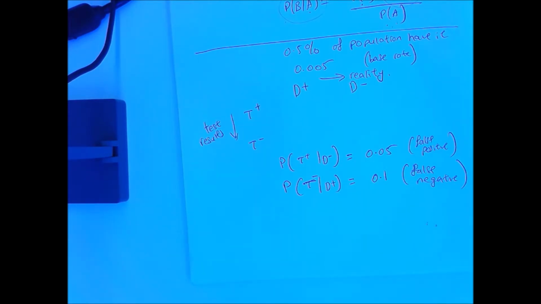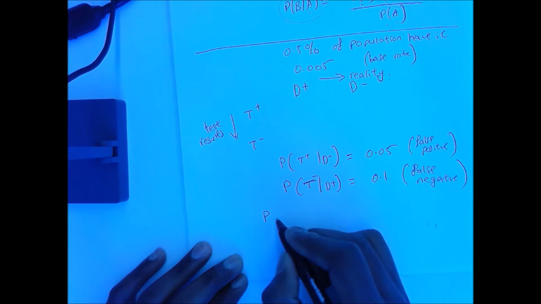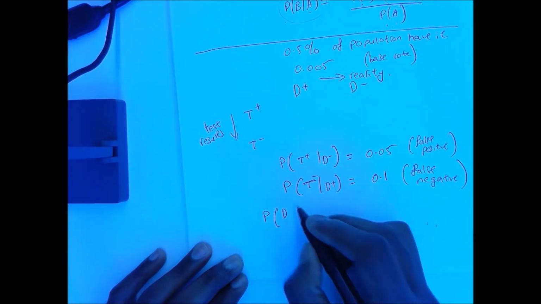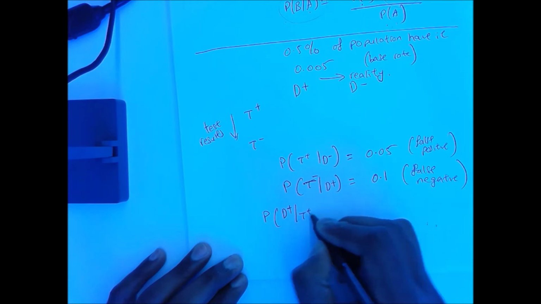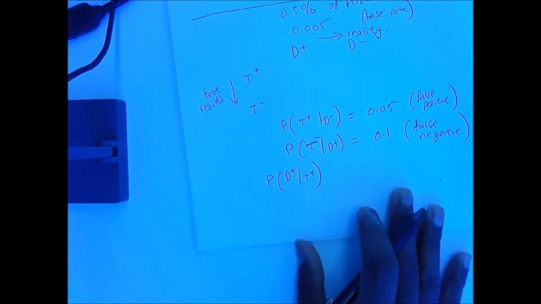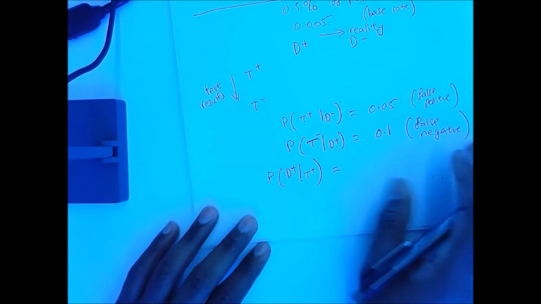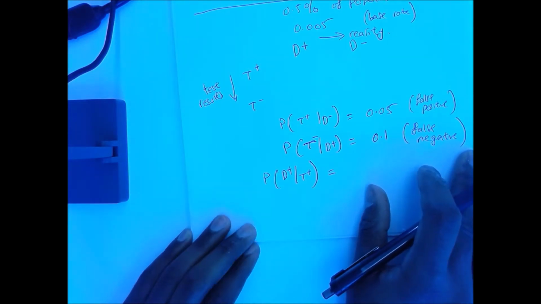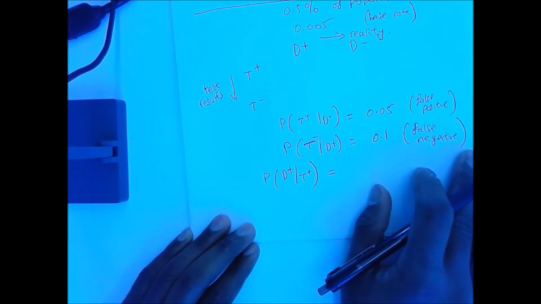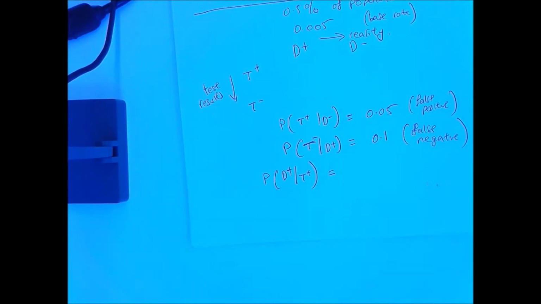So now let's calculate this. What is the probability that you actually have the disease, given that the test tells you that you have a disease? It means you go to the doctor, they do a scan, and they tell you that you have this disease. Given that they told you that, what is the probability that you actually have it? It would be the percentage of the population that actually has it.